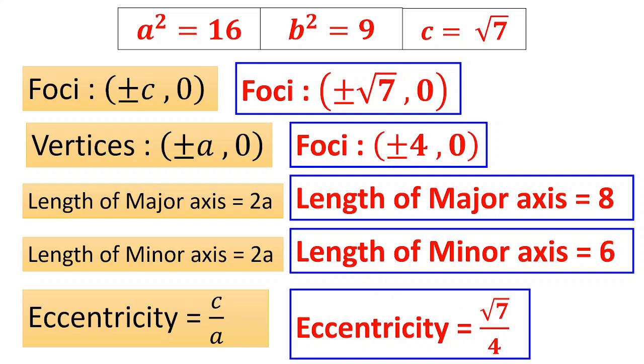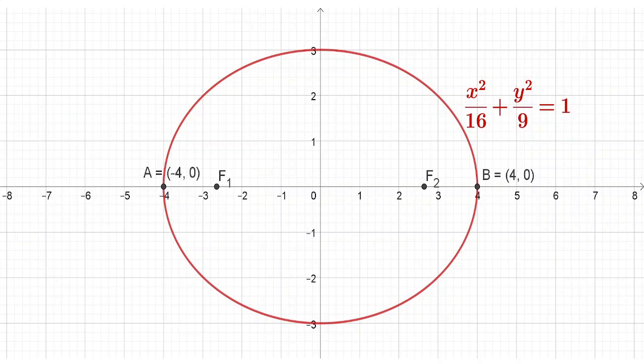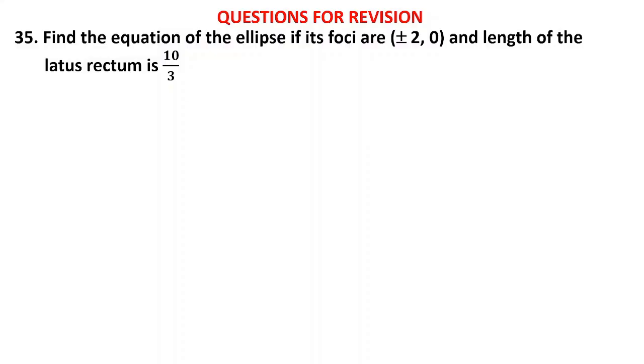Eccentricity is √7 by 4. Let us move on to visualize this ellipse on a graph sheet. x square by 16 plus y square by 9 is equal to 1, having the foci both f1 and f2 on the x-axis, and vertices also on the x-axis.